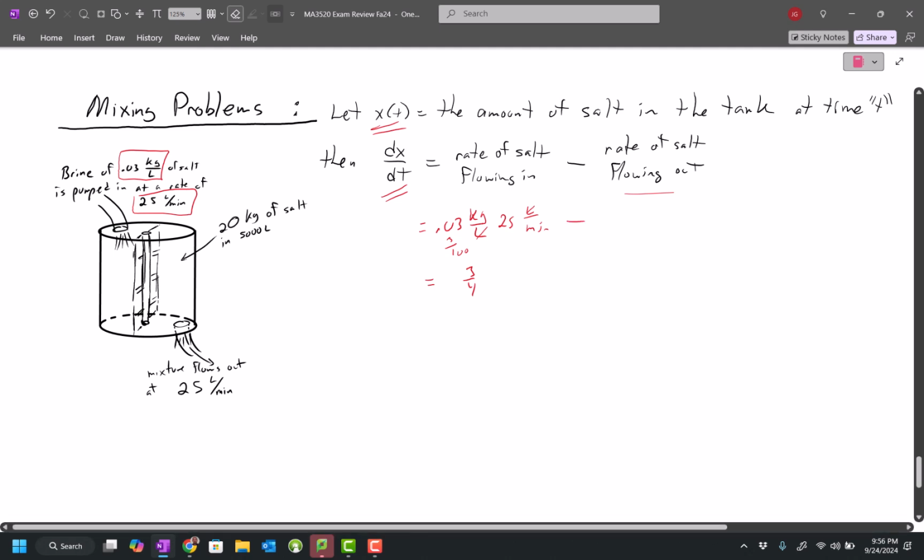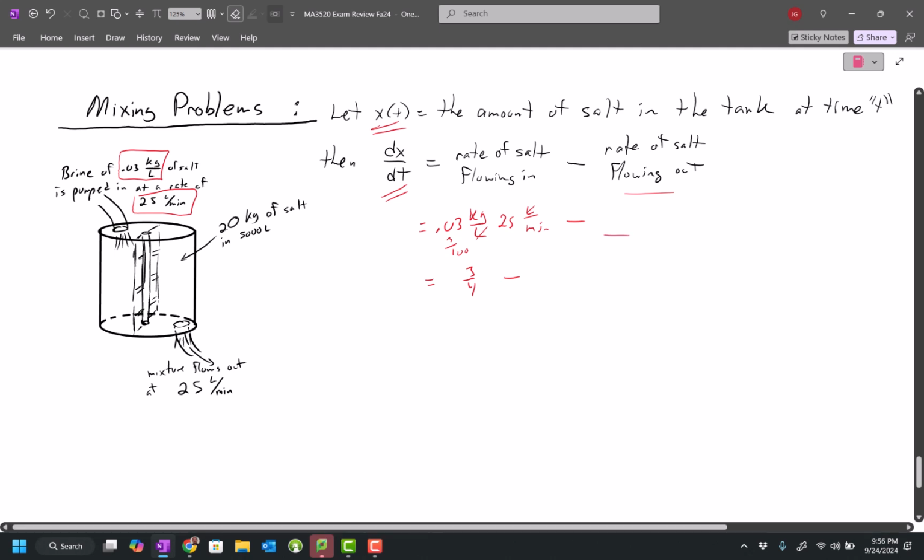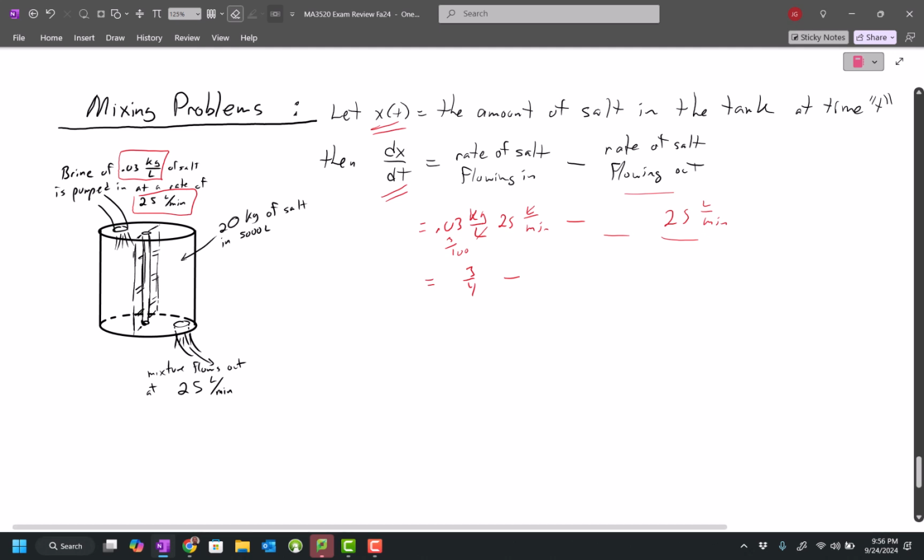Now what about the outflow here? Well, the rate of salt flowing out should be the same general process. It should be the concentration times the outflow. Well, the outflow in this case is also 25 liters per minute. But what about the concentration of the salt in the tank at any given moment? Well, that should be calculated by taking the amount of salt in the tank at any given moment divided by the total volume of the tank.